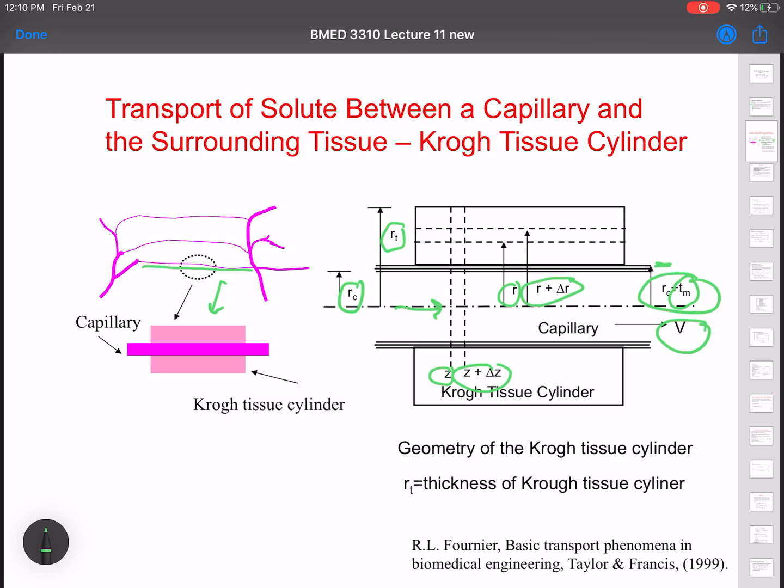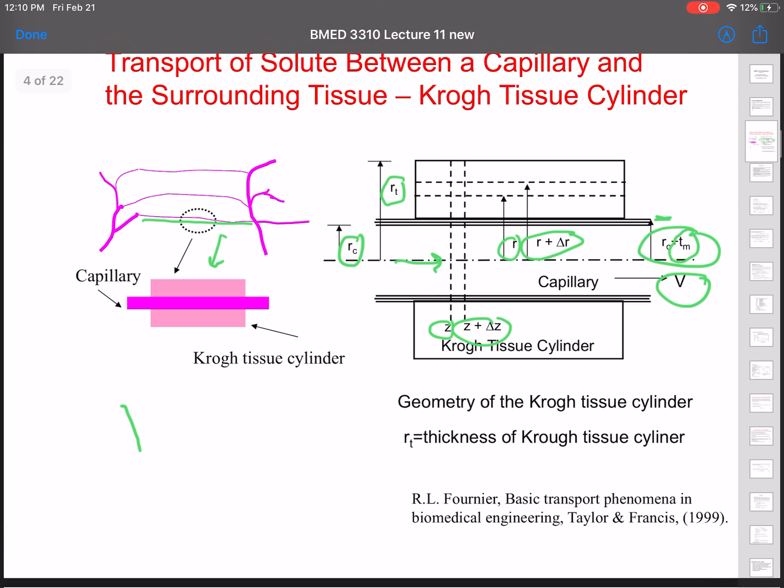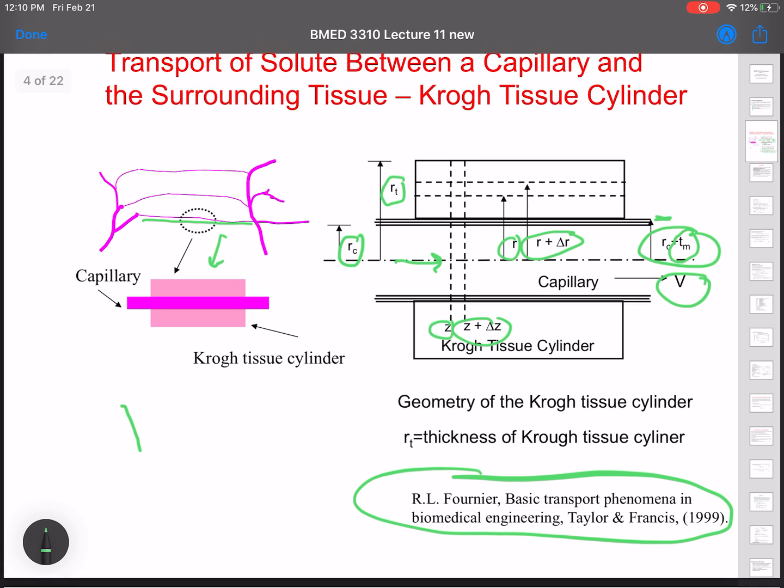So, cylindrical coordinate system, I take it. Yes, of course. Also, this example is given in some material that Dr. Babansi posted on Canvas, so you can go back to the original source there. You don't have to, but you can.